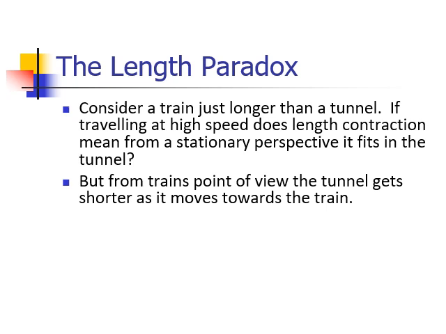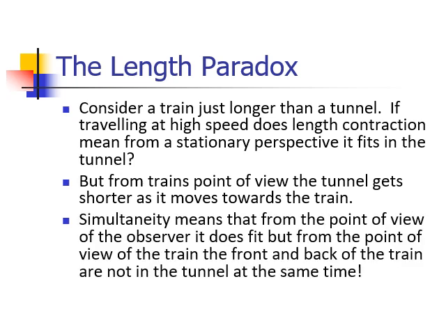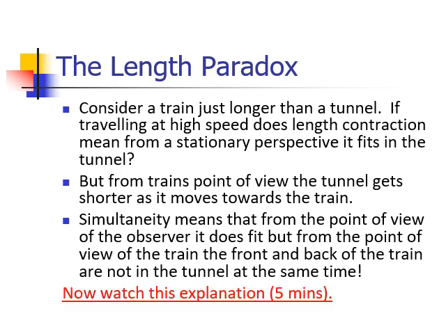Okay, this can lead to a number of paradoxes that aren't really paradoxes. If we have a train that's just longer than a tunnel, and it's traveling at a high speed, does the length contract so that from a stationary perspective it fits in the tunnel? But from the train's point of view, the tunnel gets shorter as it moves towards the train. Something called simultaneity means that from the point of view of the observer, it does fit. From the point of view of the train, both the front and the back aren't in the tunnel at the same time. You can Google and see lots of videos about this. From the point of view of higher physics, don't worry about it.